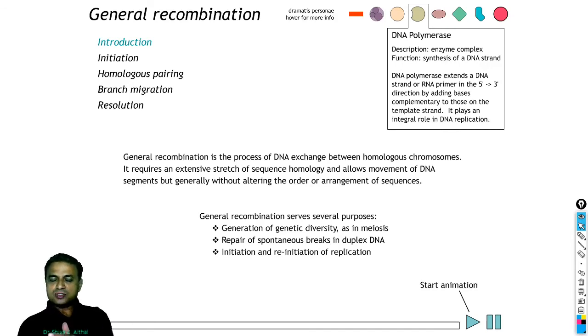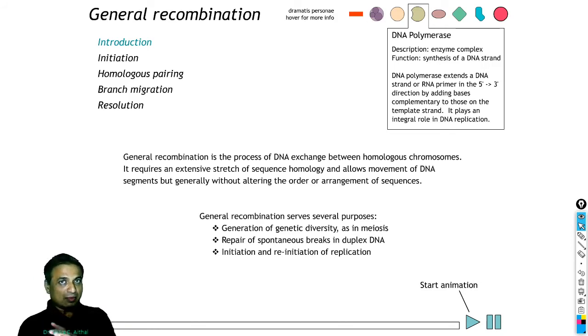During this process, as we have seen in replication, the RNA primer extends in the 5' to 3' direction, meaning there has to be an RNA primer during replication, and here the existing DNA, which is the third strand, will be extended, meaning there is extension of the DNA strand up to some bases complementary to the template strand.